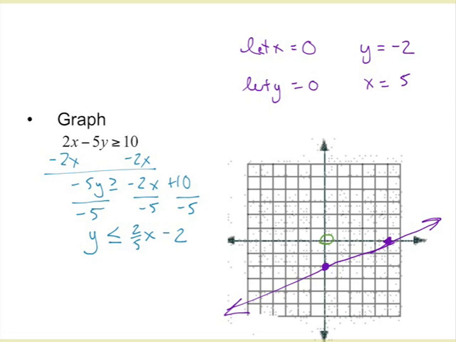So I'm going to go back to the original and plug in 0 minus 0 is greater than or equal to 10. So 0 is greater than or equal to 10? No. 0 is not greater than 10. So that doesn't work. And I shade down here. Questions on graphing or shading?